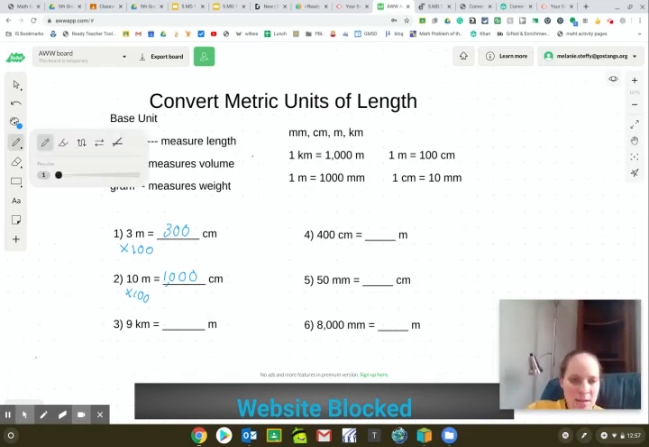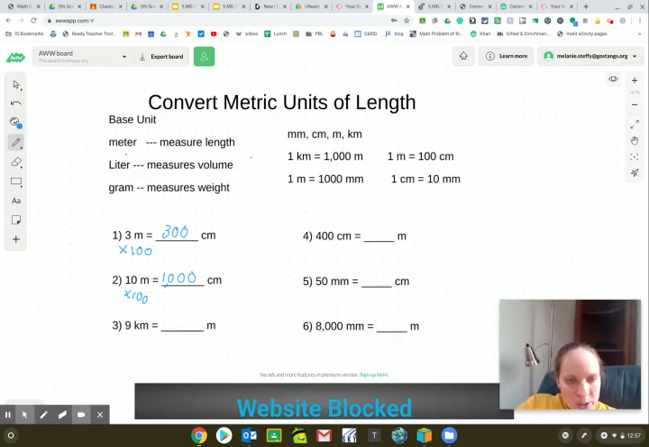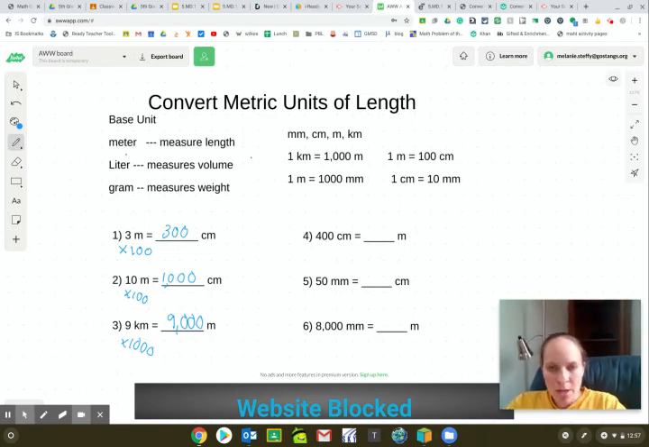So 9 kilometers, I need to multiply by 1,000 because I have 9 groups of 1,000, and that's going to tell me that there are 9,000 meters in 9 kilometers.